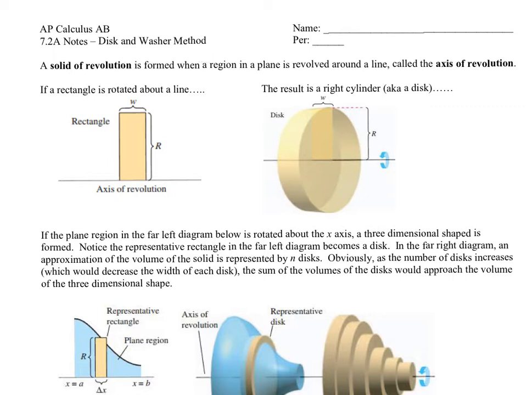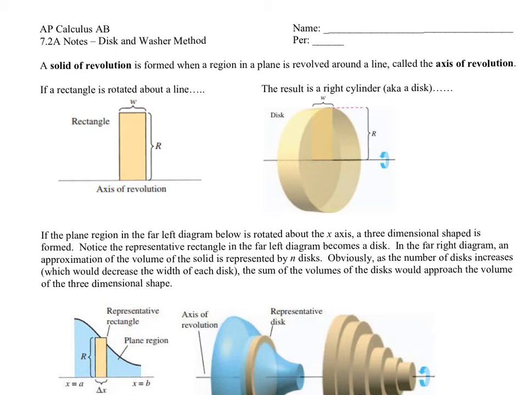So the first thing we need to talk about is what a solid of revolution is. And that is formed when a region in a plane is revolved around a line, and that line is called the axis of revolution. So for example, let's take this rectangle. Now this rectangle has a height of, we're going to call it capital R, and we'll see why we're choosing capital R in just a minute. But it has a height of capital R and a width of W.